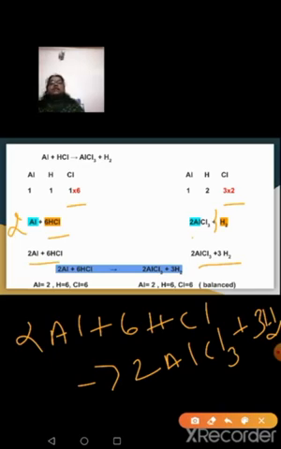This is the balanced form now, because the number of atoms of elements present on the reactant side and the product side are equal. See here, aluminum 2, here also 2. Hydrogen is 6, here also 6. Your chlorine is 6, and on the right side also chlorine is 6.